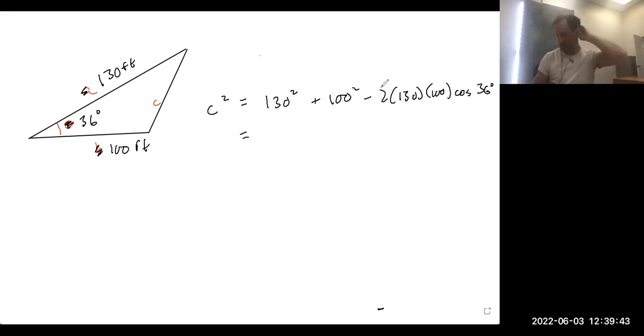Sometimes I see problems with students with order of operations, especially if the angle's missing, right? All of these things are linked together by multiplication. So 2 times 130 times 100 times cosine 36, and make sure, of course, that you're in degree mode. So that's 21,034.4. I got 130 squared. I got 100 squared.